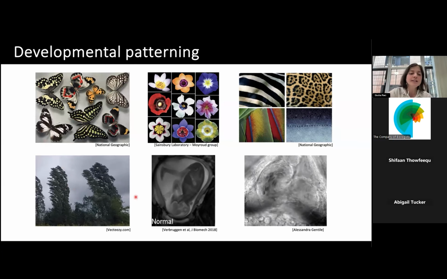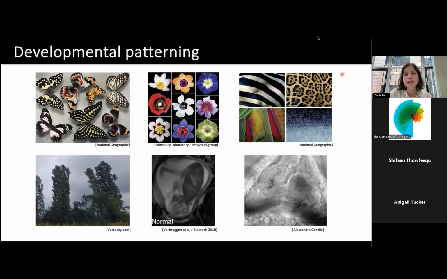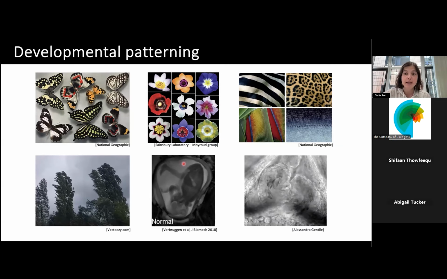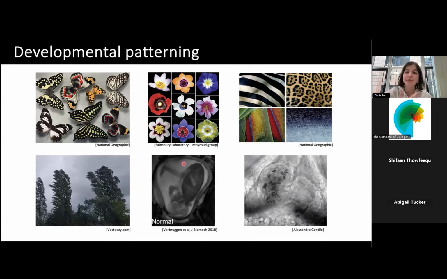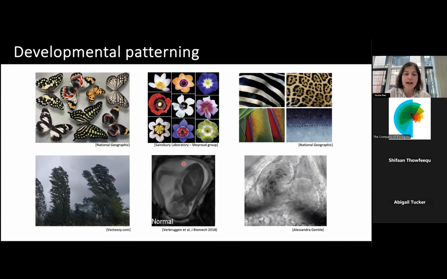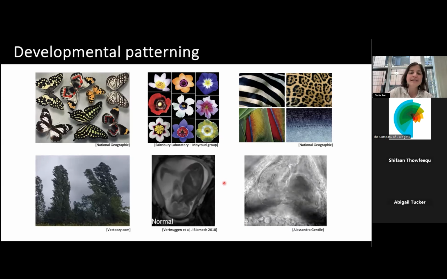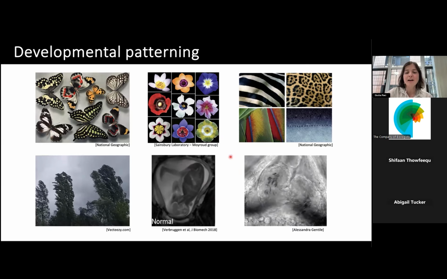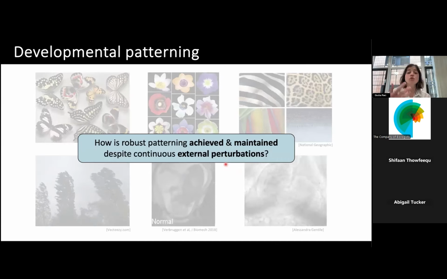And these ones below are examples of cases where mechanical forces are influencing the developing tissue at different scales, at different time steps. Throughout all of this, I think it's a very fascinating question to ask how robust patterning can not only be achieved, but then also maintained when it's challenged by all these perturbations.